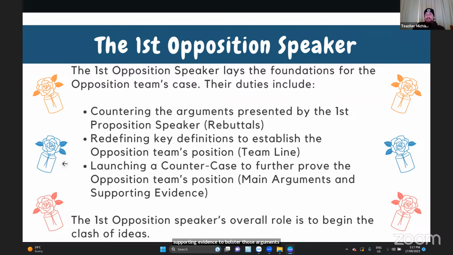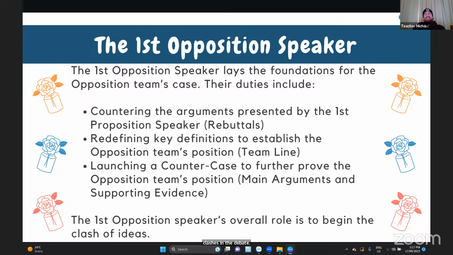The first opposition speaker's overall role is to begin the clash of ideas. What that means is we've heard from the first proposition speaker, they've set their team's line of attack up. And now the first opposition speaker presents a different line of attack, and those two different cases are what create the clashes in the debate, the clashes of ideas.